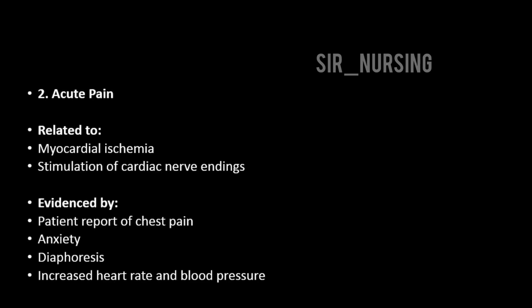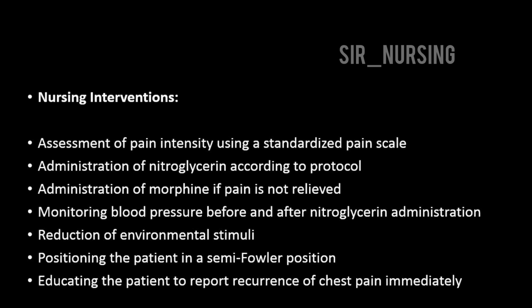2. Acute pain related to myocardial ischemia, stimulation of cardiac nerve endings, evidenced by patient report of chest pain, anxiety, diaphoresis, increased heart rate and blood pressure. Nursing interventions. Assessment of pain intensity using a standardized pain scale. Administration of nitroglycerin according to protocol. Administration of morphine if pain is not relieved.